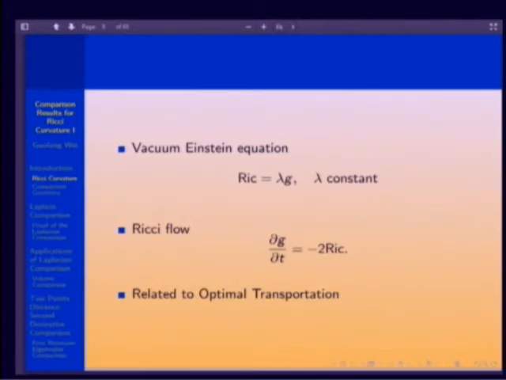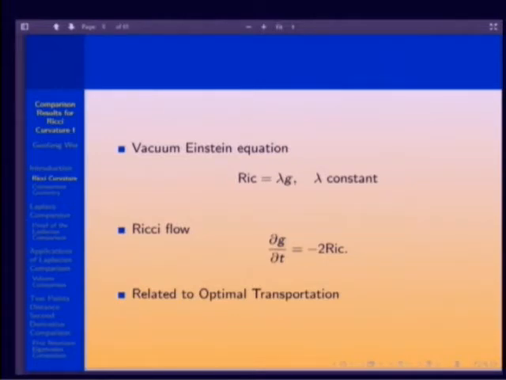For example, optimal transport in applied math. This part I think Andrew will give in another talk, so I will not mention it here. So it's really not just geometry; it has lots of applications. Okay, so that's maybe what Ricci curvature is and what it means.